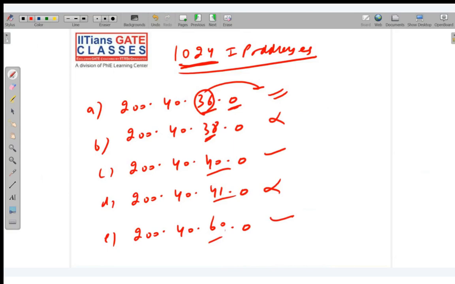So I hope you have got the point. Similarly, they can give 2048. 2048 means we want 11 continuous zeros, which means from here we want 3 zeros, so the number should be a multiple of 8. Whatever number is a multiple of 8, you can give it. For 2048 IP addresses: is this a multiple of 8? No, it cannot be given. 38? No. 40? Yes. 41? No. 60? No. That's it.